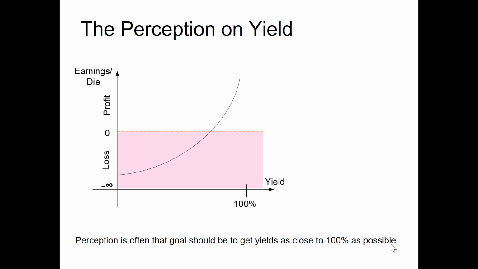How about yield? I almost got escorted out of a company a number of years ago when I made the comment that 100% yield should not be your target. So there's also a perception that you want to have yield close to 100%. The higher the yield is, the more profit you'll make. The idea is you don't want to throw away die that are defective.